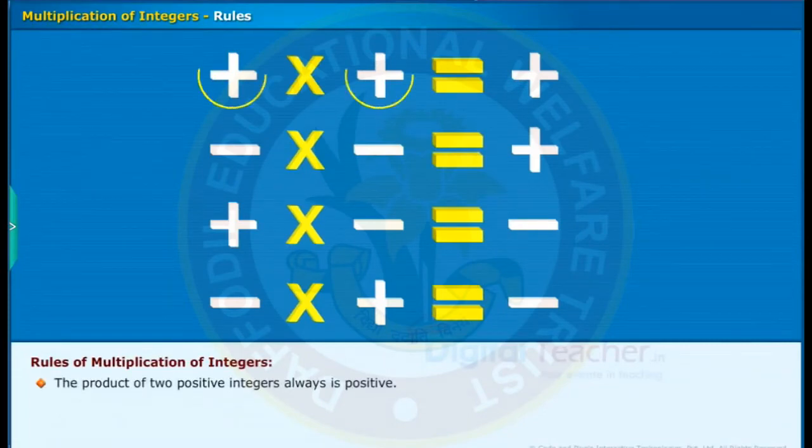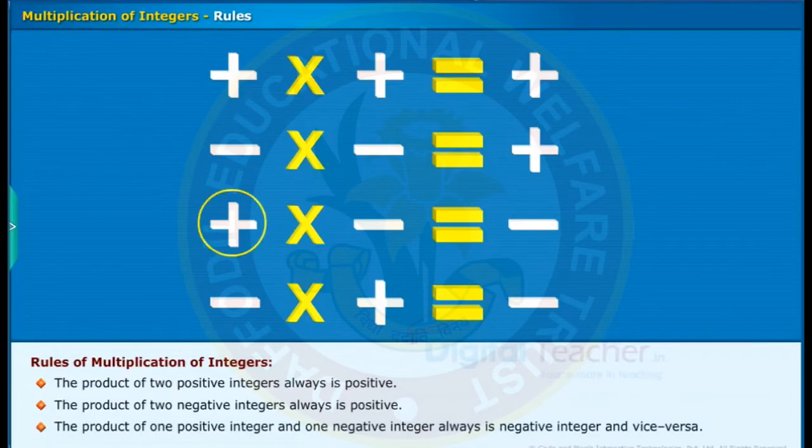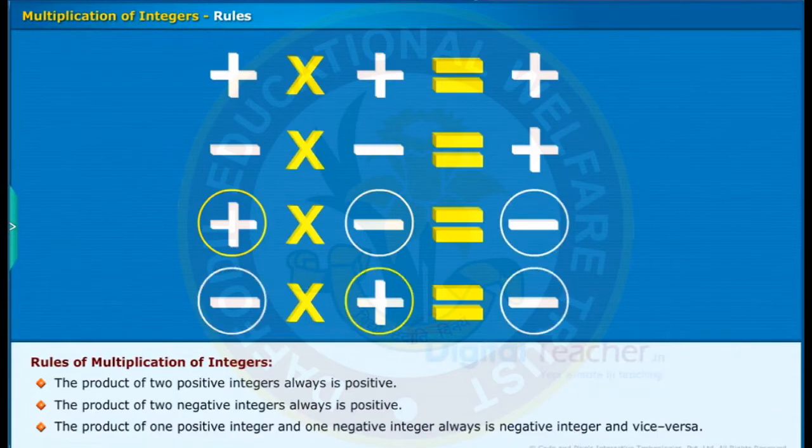Rules of multiplication of integers. The product of two positive integers always is positive. The product of two negative integers always is positive. The product of one positive integer and one negative integer always is a negative integer and vice versa.